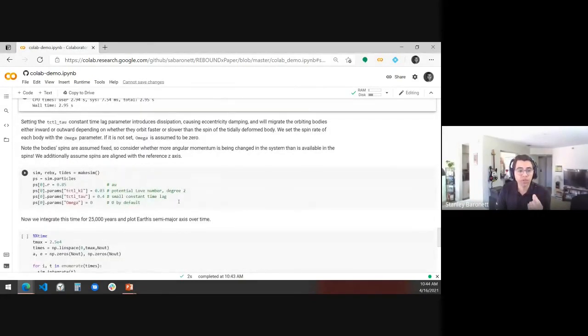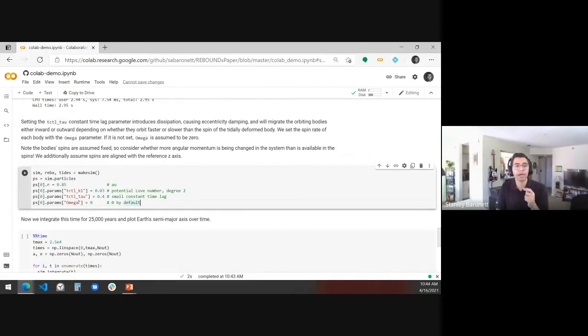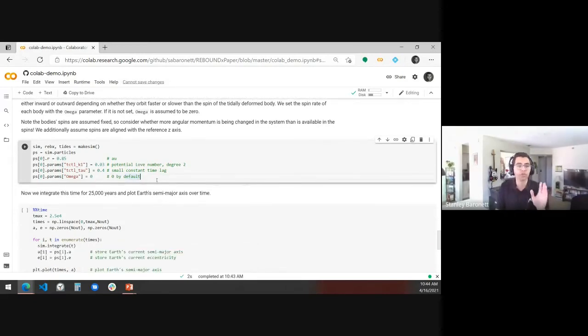So in order to do that, we have to give the star some constant time lag. In our case, it's going to correspond to that delay on the photosphere, and then we also need to give it an intrinsic spin. By default, omega is assumed to be 0, but we are explicitly making it the case. But again, you can leave this line out, and it'll work either way. And so again, we assign it a love number and then a small constant time lag. So we'll go ahead and run the cell.